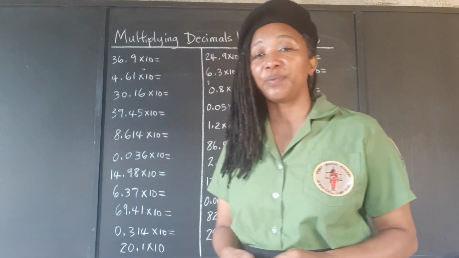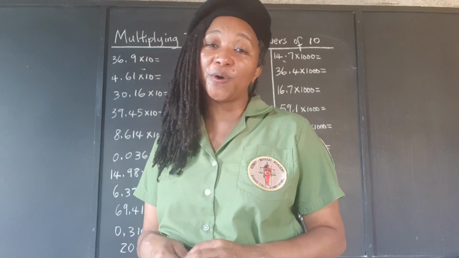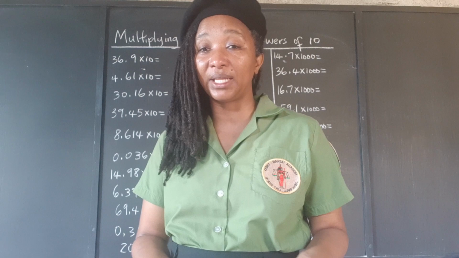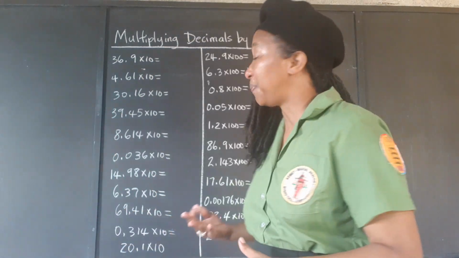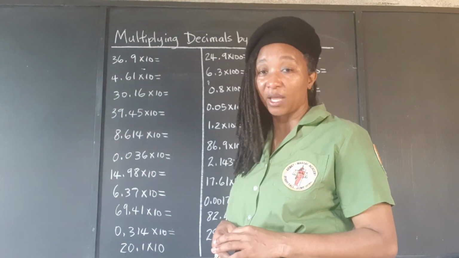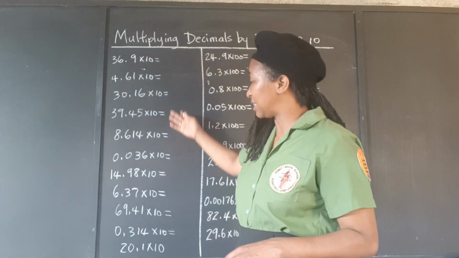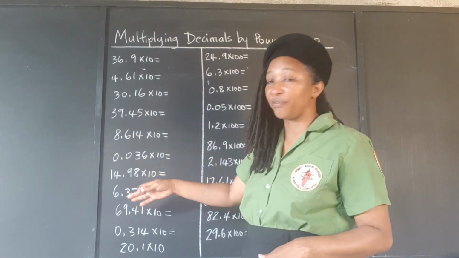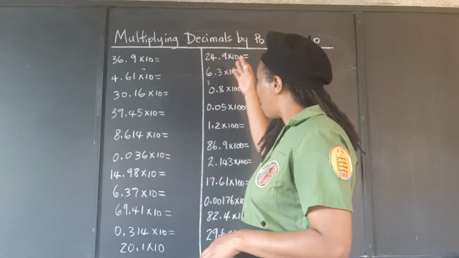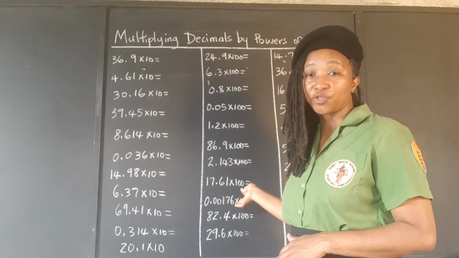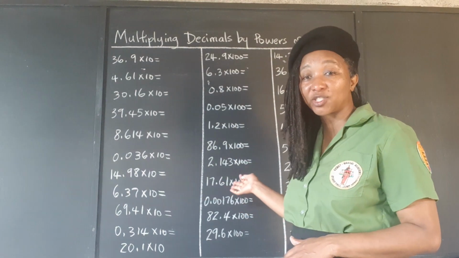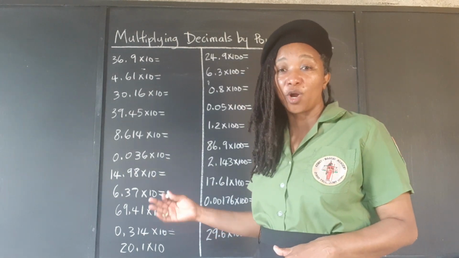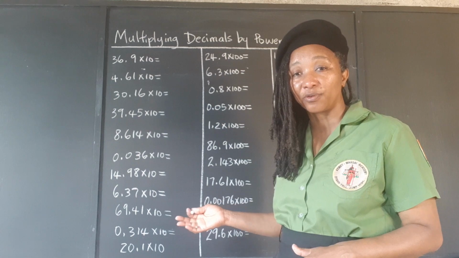So that's what we're going to be doing this morning. It's going to be so easy and quick, because all we're doing is taking the point and shifting it, depending on which power of 10 we're working with. All of these in this column, we're multiplying by 10, so we're going to be moving one place to the right. All of these ones we're multiplying by 100, we're going to be moving 2 places to the right. In this column we're multiplying by 1000, we're going to be moving 3 places to the right.